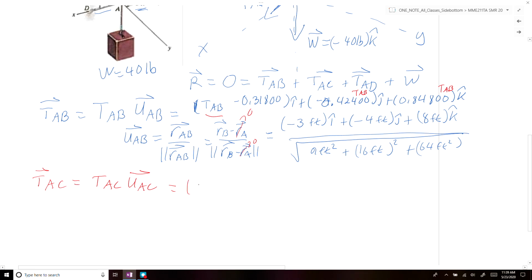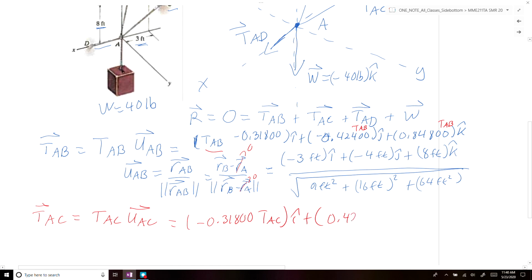So we can write this vector as being equal to minus 0.31800 TAC times I plus 0.42400 TAC times J plus 0.84800 TAC times K.